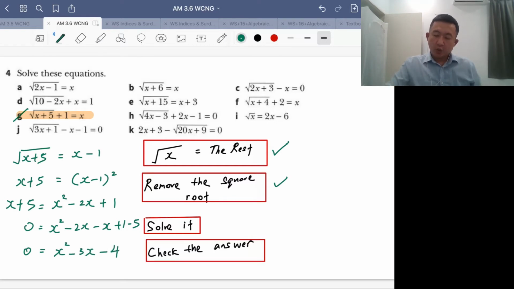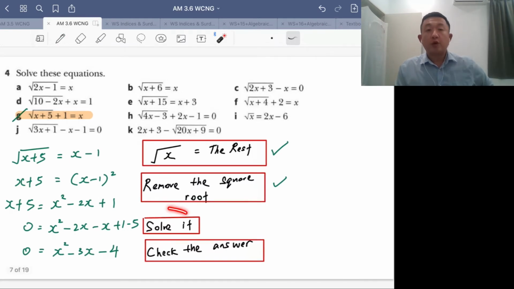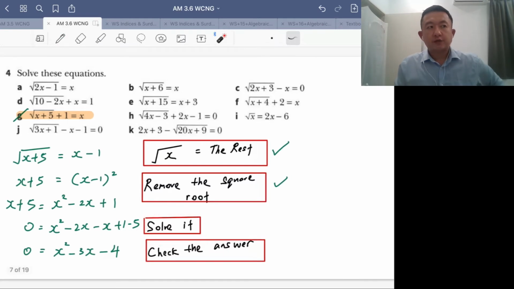And then now you need to solve quadratic equations. You can use cross factorizations, you can use the quadratic formula, or completing the square. Let's try with factorizations. Most of the time it is factorizations for equations involving surds.